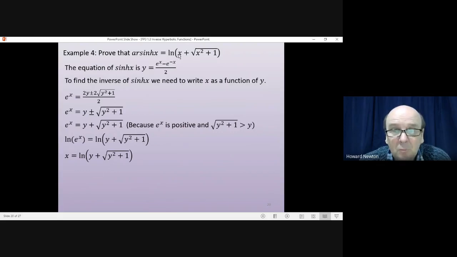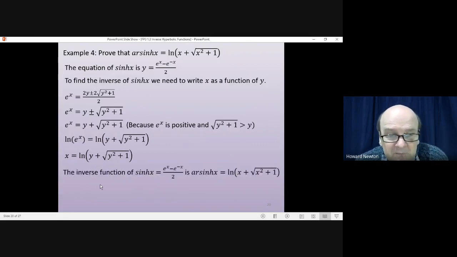It is more normal to write the function in terms of x. So all we do at this point is substitute x for y. And that gives us the inverse function of sinh x is equal to the log of x plus the square root of x squared plus 1.